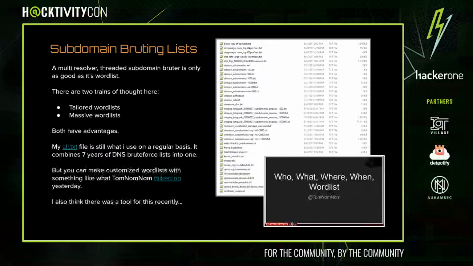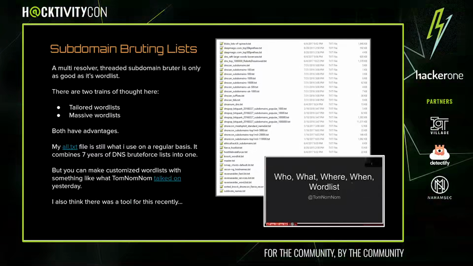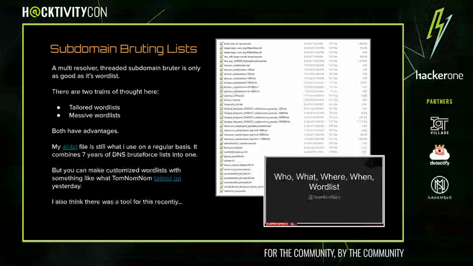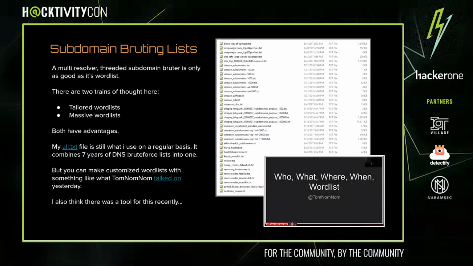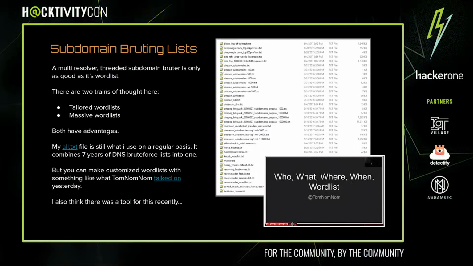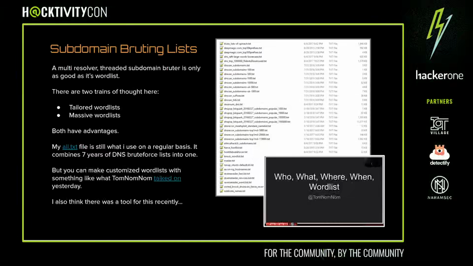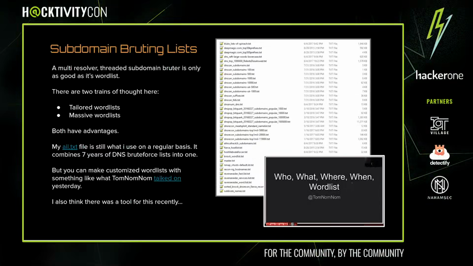One is a tailored word list that you build yourself, and Tom Nom Nom at NahamCon, which was the conference that Ben did a month or two back, talked about building your own word lists, which is awesome because then you could build a word list that focuses on your target and stuff that they might be running. I suggest you watch that talk on that kind of method. And then you have massive word lists, which tend to be what I use, but both have advantages.